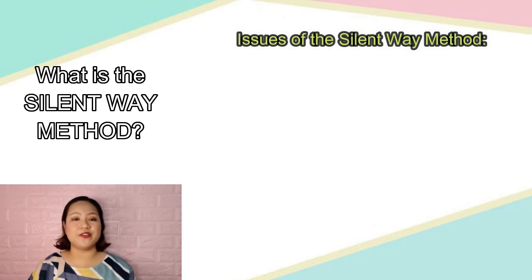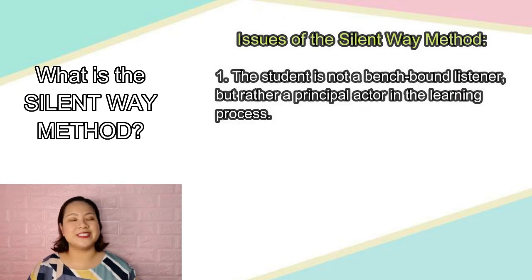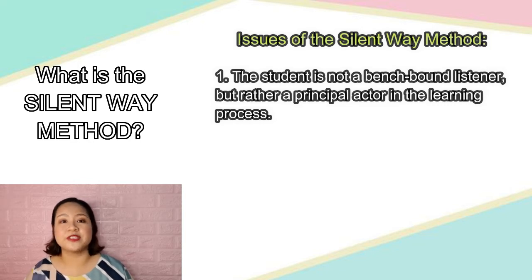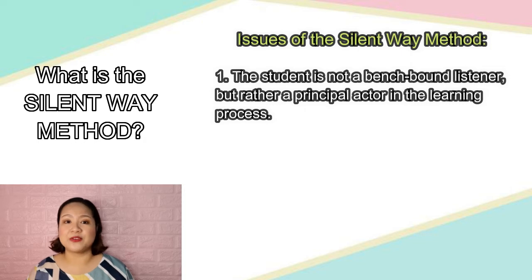What are the issues of the Silent Way method? Number 1. The Silent Way belongs to one of Jerome Bruner's two traditions in teaching, which is the hypothetical mode, wherein the teacher and the learner are in a more cooperative position. The learners are not bench-bound listeners, but take part in the formulation of learning and sometimes may play the principal role in it. The Silent Way belongs to this tradition because this method views learning as a problem-solving, creative, and discovering activity in which the learner is a principal actor rather than a bench-bound listener.